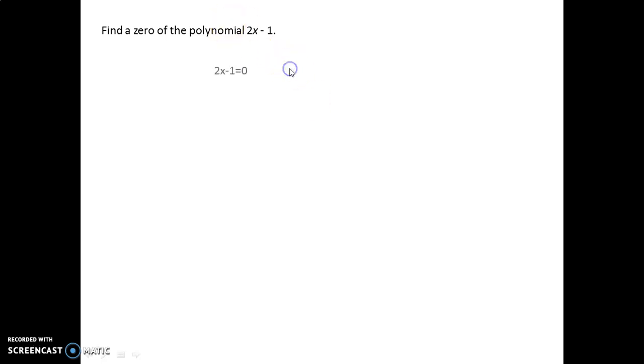So here the f of x is 2x minus 1. Now what is the zero of the polynomial? It is the value of x by substituting which we get f of x value as 0.